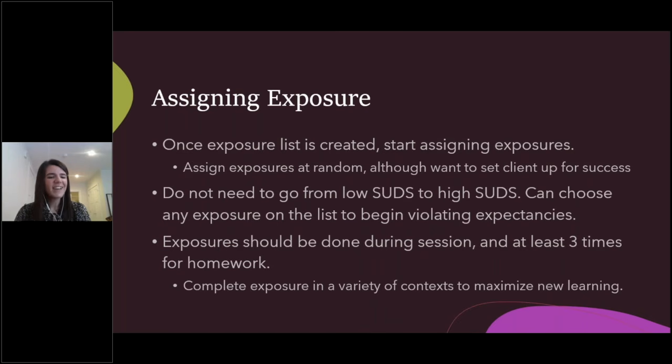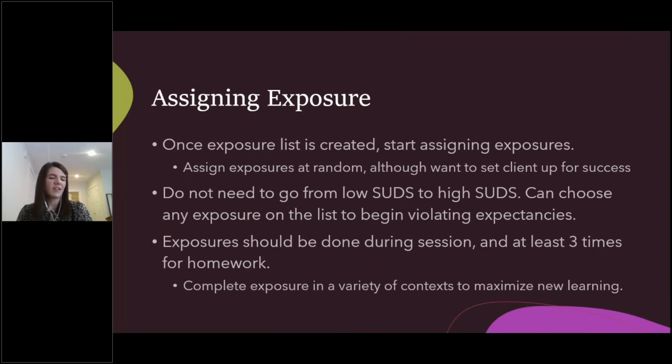Exposure should be done during session and at least 3 times for homework. And I say this because when I assign homework, I say, I want you to do exposures every day for homework. If they say, sure, I'll do it every day, great. But I'll take 3 times if someone says every day is too much.